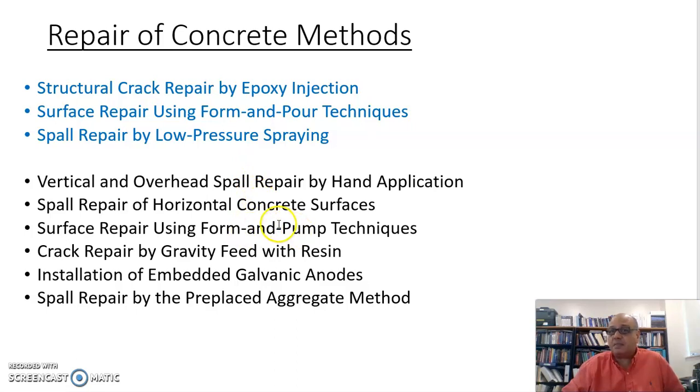And there is spall repair of horizontal concrete surface. There is the overhead spall repair by hand application, which is a very typical one. And there is the gravity feeding with resin and something else, which is protection of the steel reinforcement.